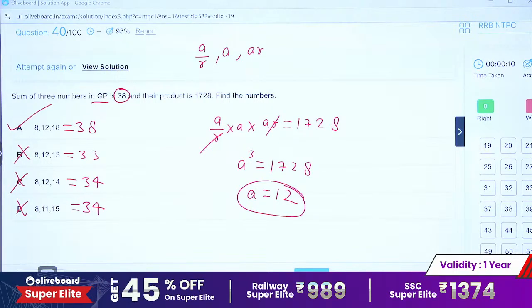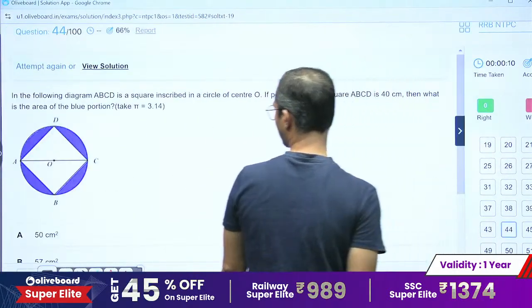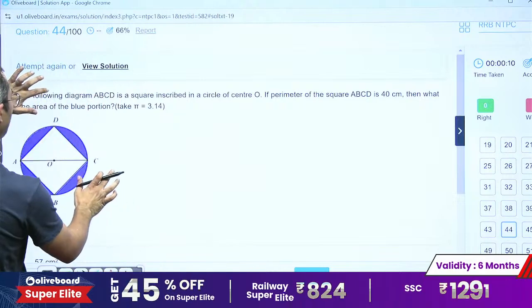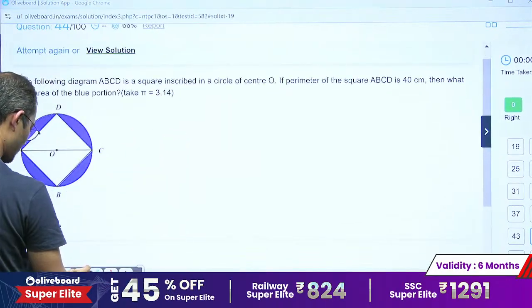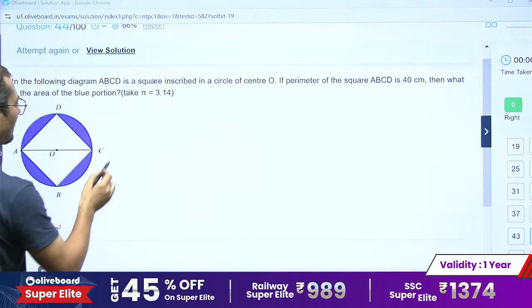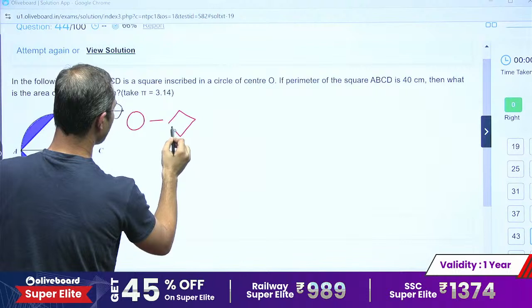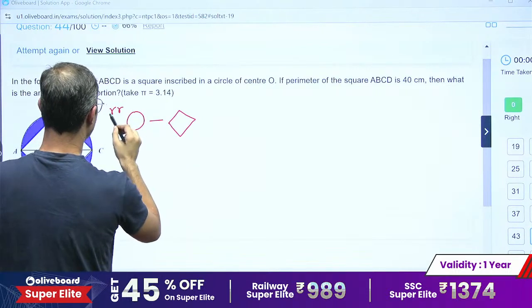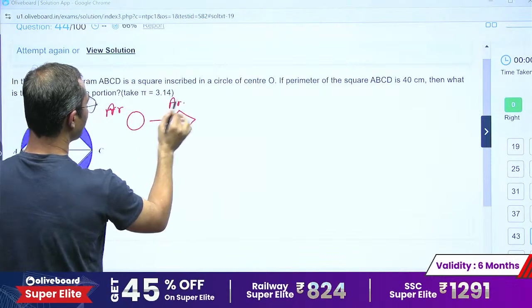So moving to next question. Yes, moving to next question. Tell me what is the answer for this question. Again, very interesting question. See, we have to calculate the area of the blue portion. Blue portion means area of circle minus area of square. See, area of circle minus area of square.